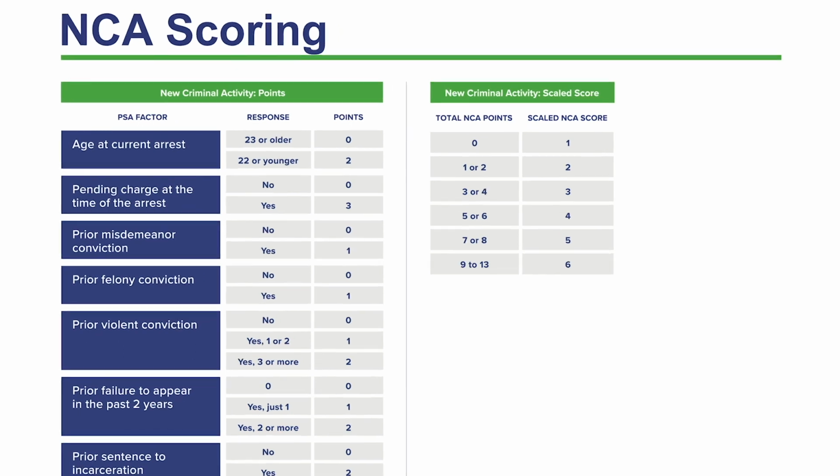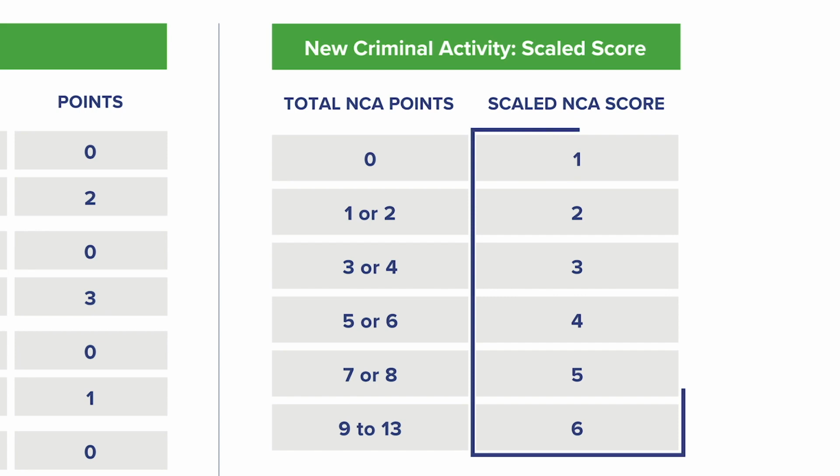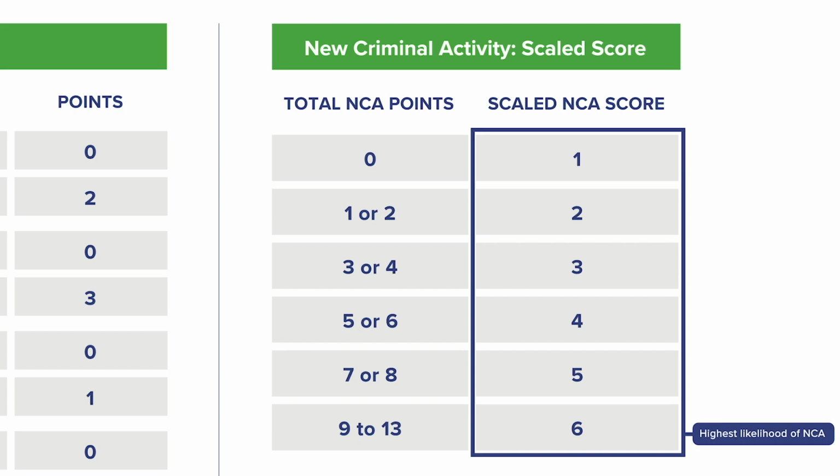As with FTA, the total points are summed and then converted to a scale score of 1 through 6, with a scaled score of 1 indicating the lowest likelihood of NCA and a score of 6 indicating the greatest.